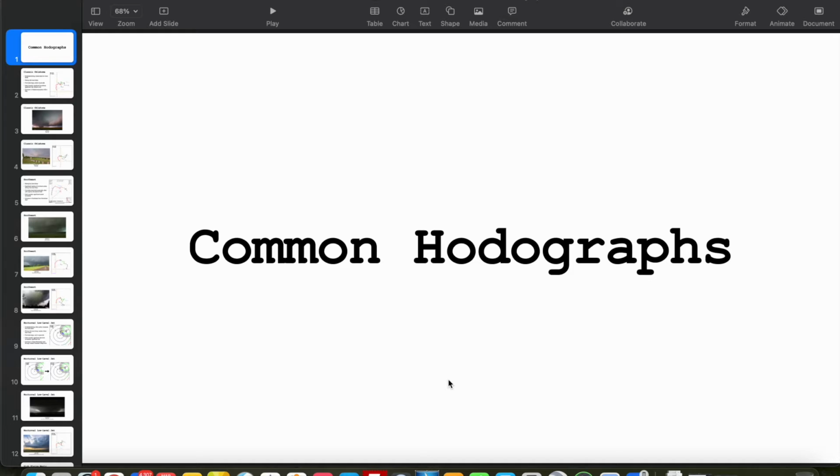And we're going to talk about several different types and go through where you might see them most often, what time of the year you might see them most often, and what hazards those hodographs tend to be associated with.